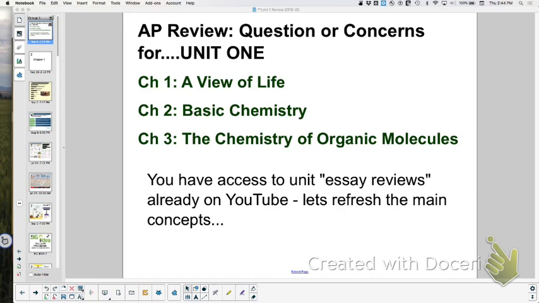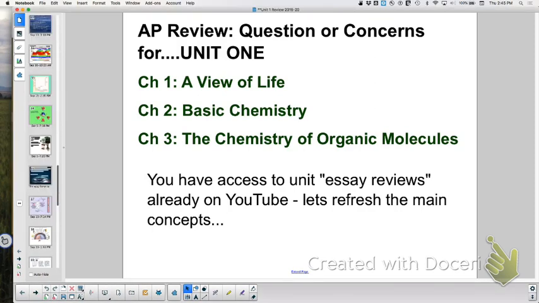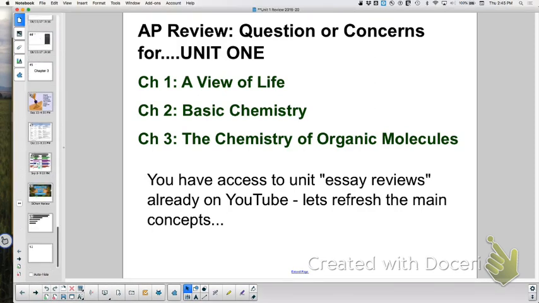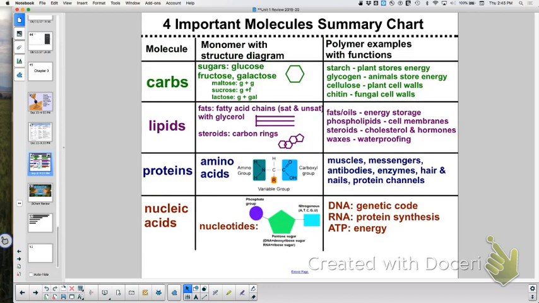So, your big ticket items, okay? Your big ticket items: a view to life, basic chemistry, and the chemistry of organic molecules. Let me just jump to chemistry of organic molecules, and then I'm going to work my way back. Chemistry of organic molecules, okay? Let's just jump. Boom. Remember this? These are your 4 important organic molecules.